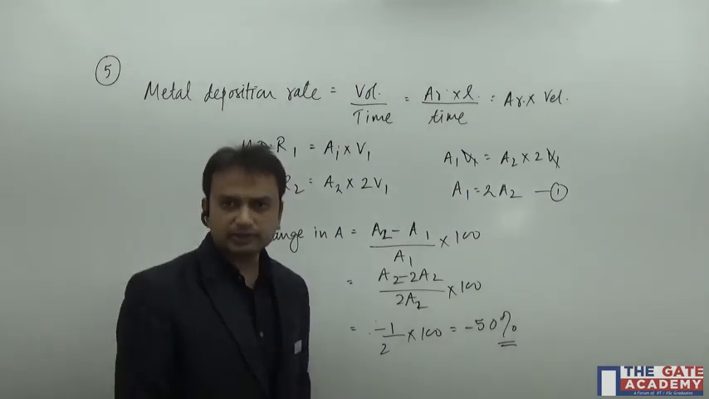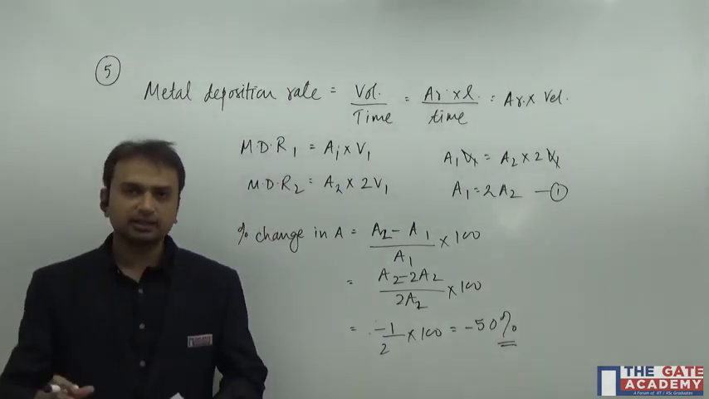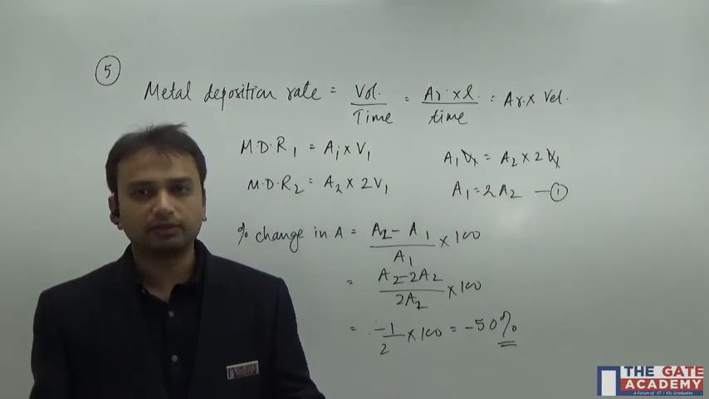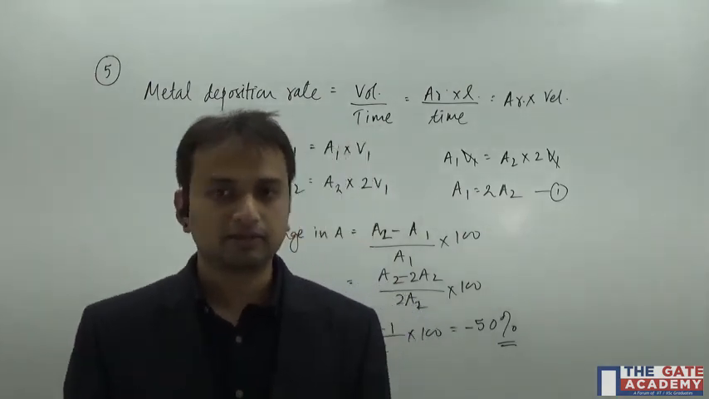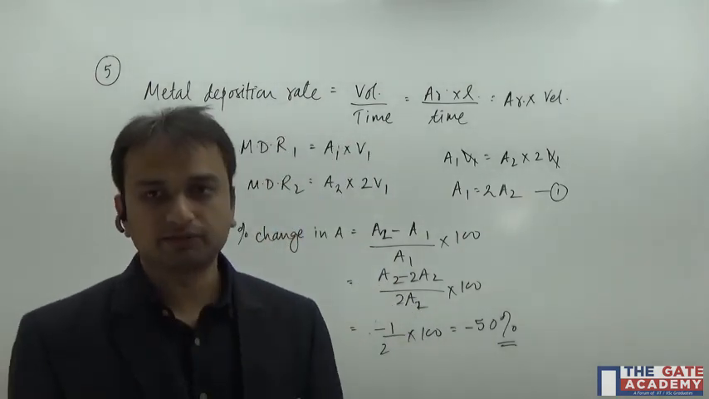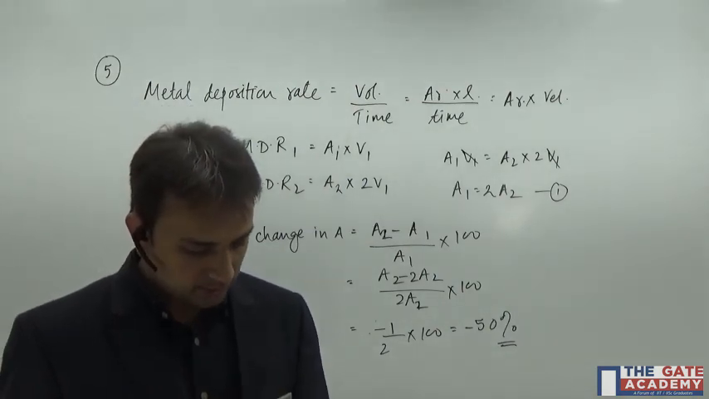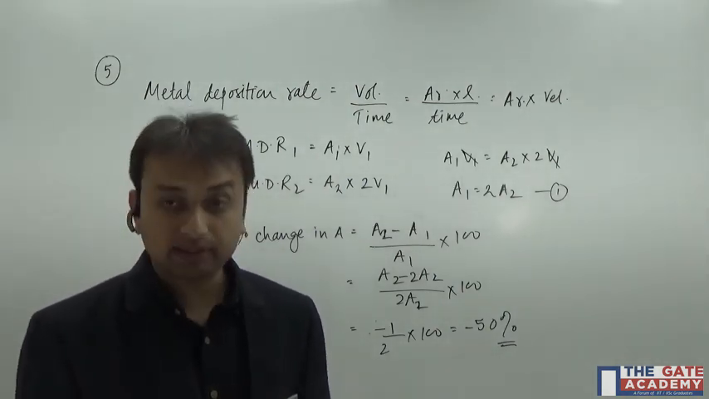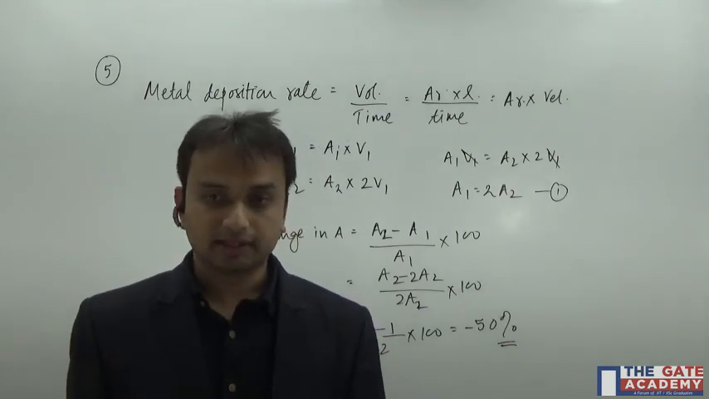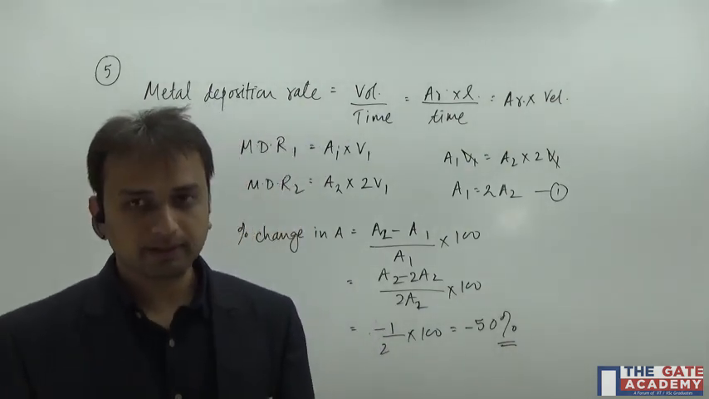Because we are talking about the change, and the change is nothing but the final value minus the initial value divided by the initial value. So it's minus 50%. So the correct option should be option D, right? Option D is correct. Reduce by 50%. You may note it down.